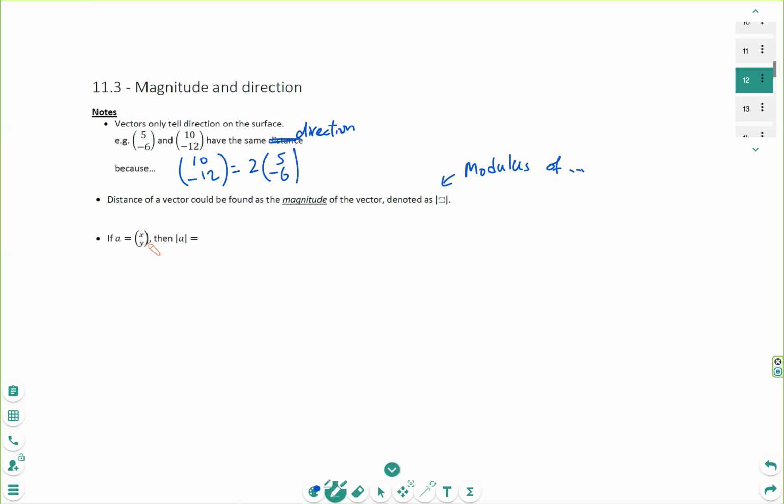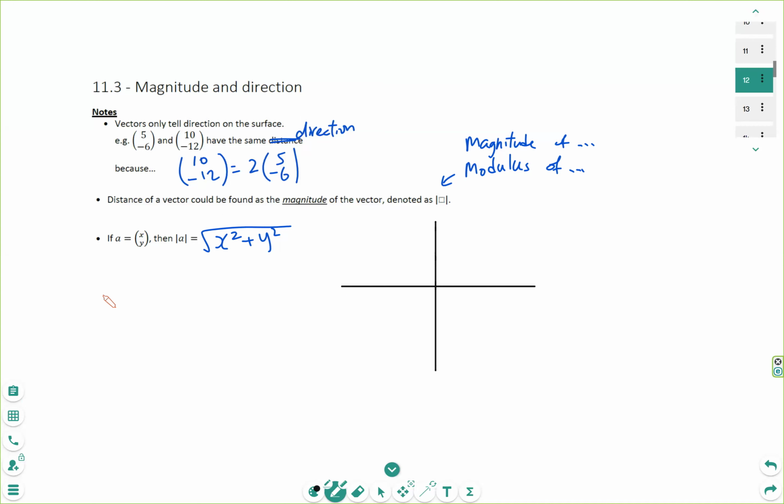So if a equals (x, y), there's actually a different way of using magnitude, but you learn that in Pure 2 normal maths. Anyway, if a equals (x, y) as a vector, then the magnitude of a, or the modulus of a, different way of saying it, equals the square root of x squared plus y squared. You might be thinking, why is that the case? Well, actually, it's quite simple to explain.